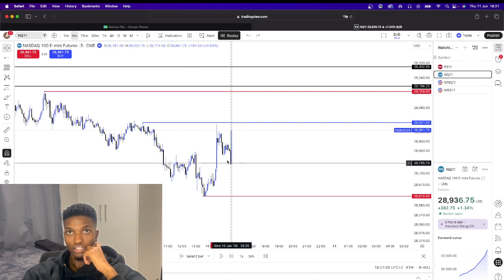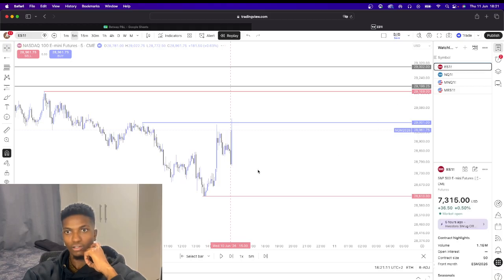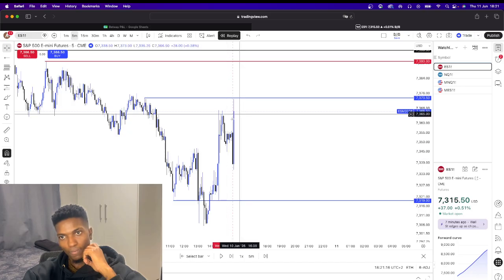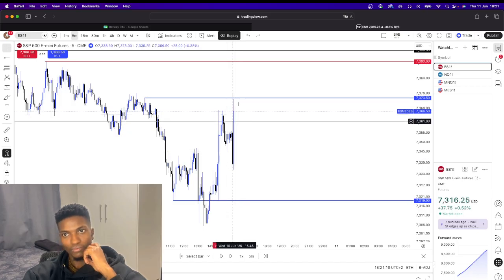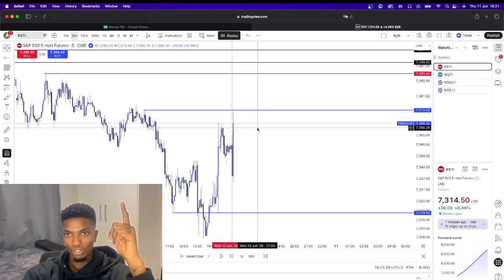Boom. Okay, so instead we swept out this low, and then we broke structure to the upside up there on Nasdaq. Let's see for ES if we did the same. Yes, we did. We swept out this low and broke structure up here, so we are basically bullish. What this means now is we will be waiting for a 5-minute retracement into either a fair value gap or equilibrium, and once we retrace into those confluences, we're going to take longs.